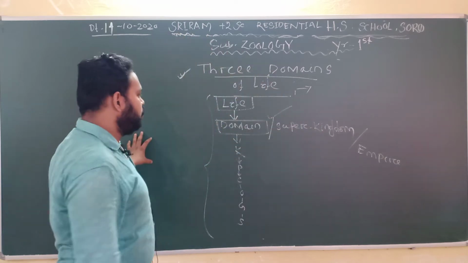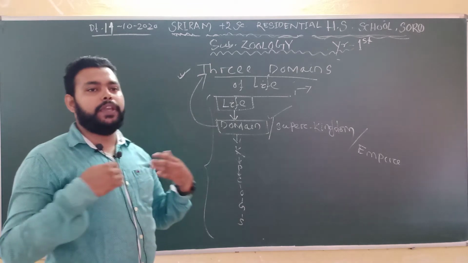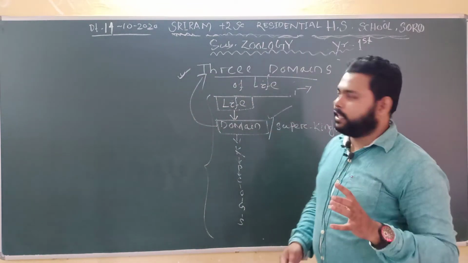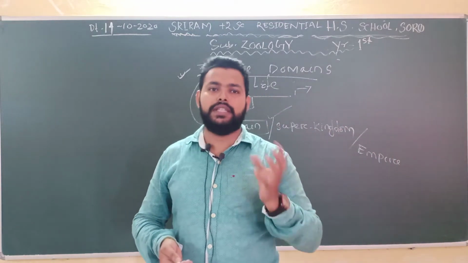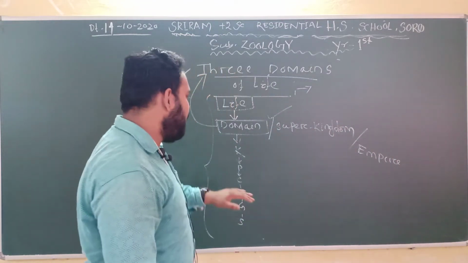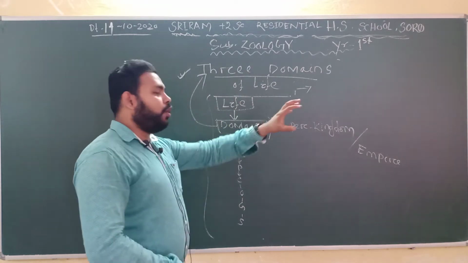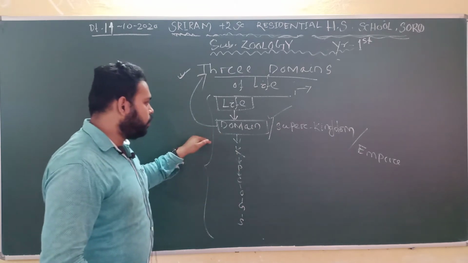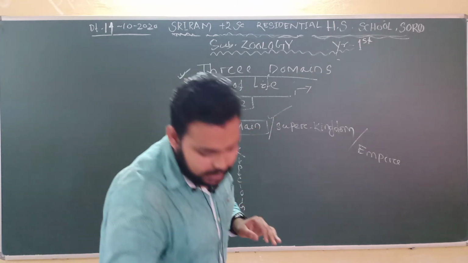Now we'll discuss what this domain is. He told that all the living organisms are divided into three main domains. These domains refer to the highest taxa above the kingdom, and this domain includes all the living organisms according to this strategy. And what is this strategy? Let's discuss.